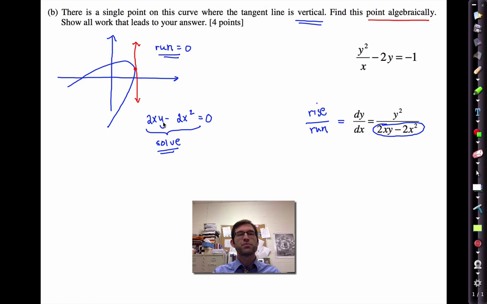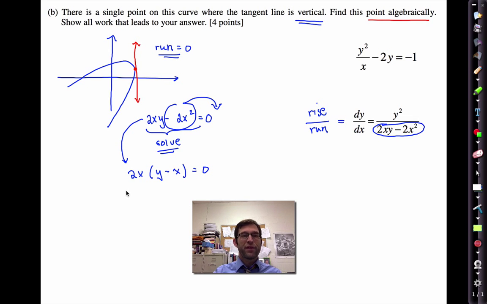A lot of people put this on the other side, and then divided by 2x to get y all by itself. And I gave full credit for that. But I do want to show you the proper way to do it. The proper way to do it is to use the zero product law. All right. I want you to think about the factoring.